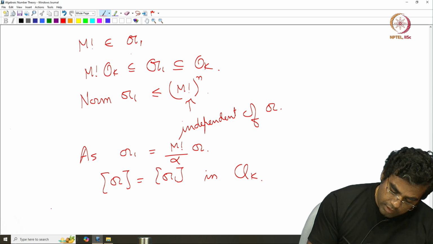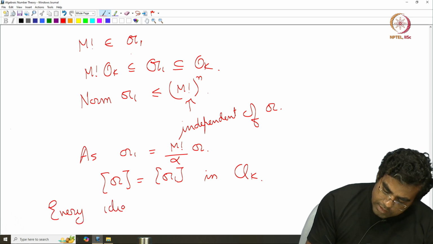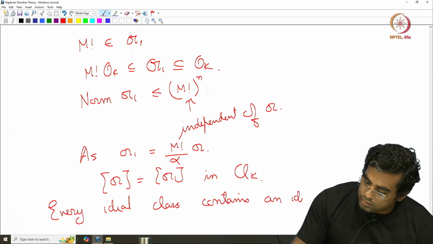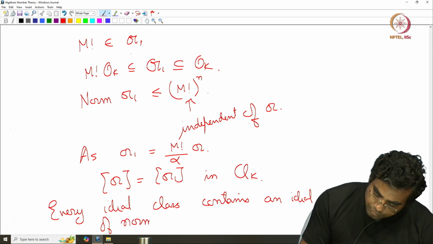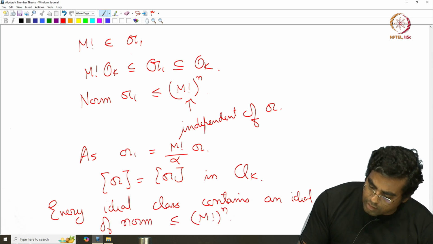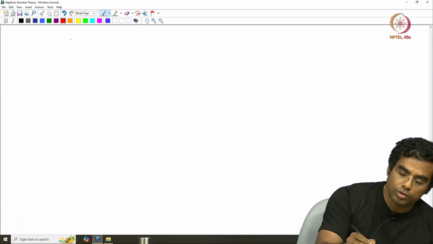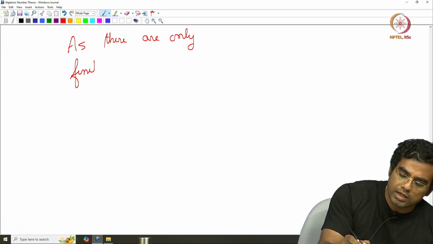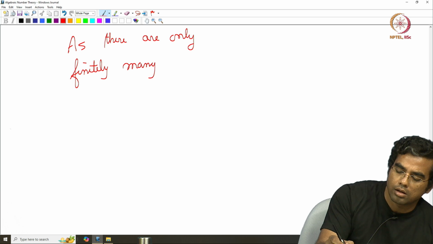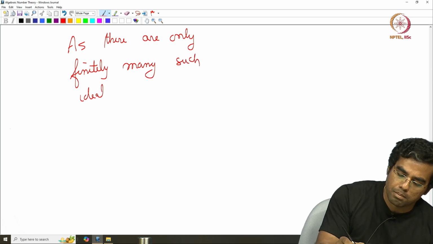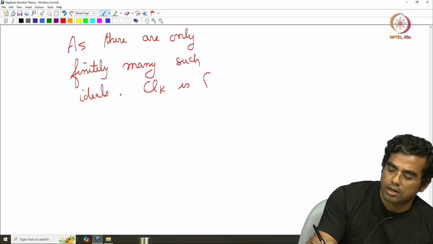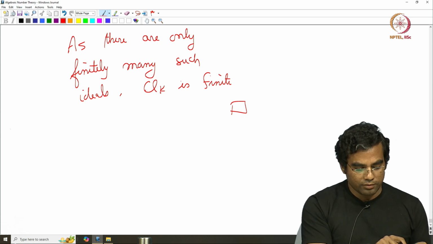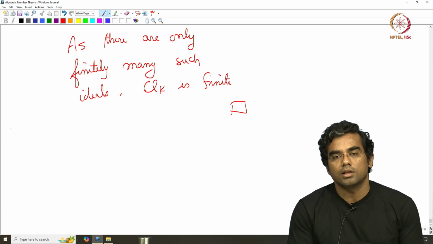So, we have proven every ideal class contains an integral ideal of norm less than or equal to M factorial to the n, and we are done, as there are only finitely many such ideals. CLK is finite. All right. So, this is one of the main theorems in this course, that the ideal class group is finite.